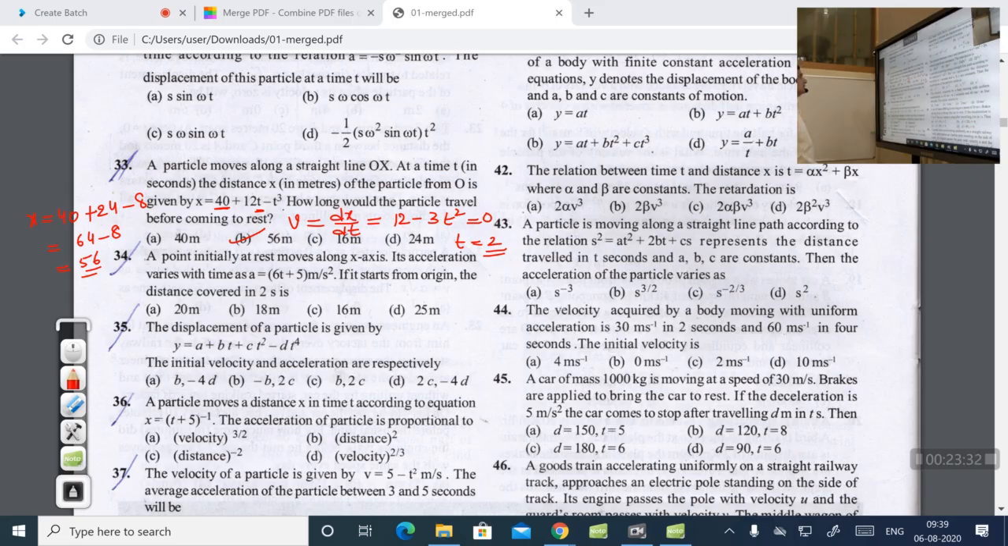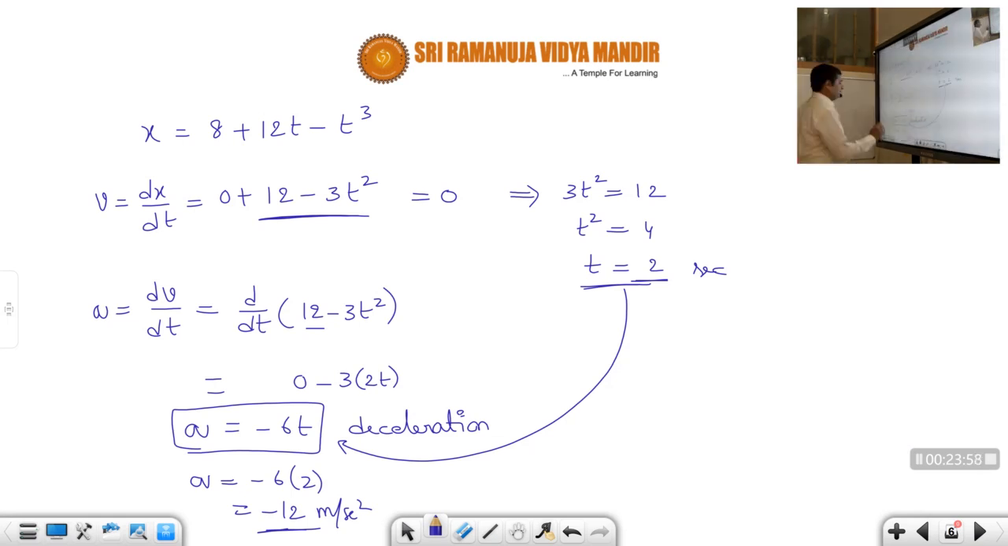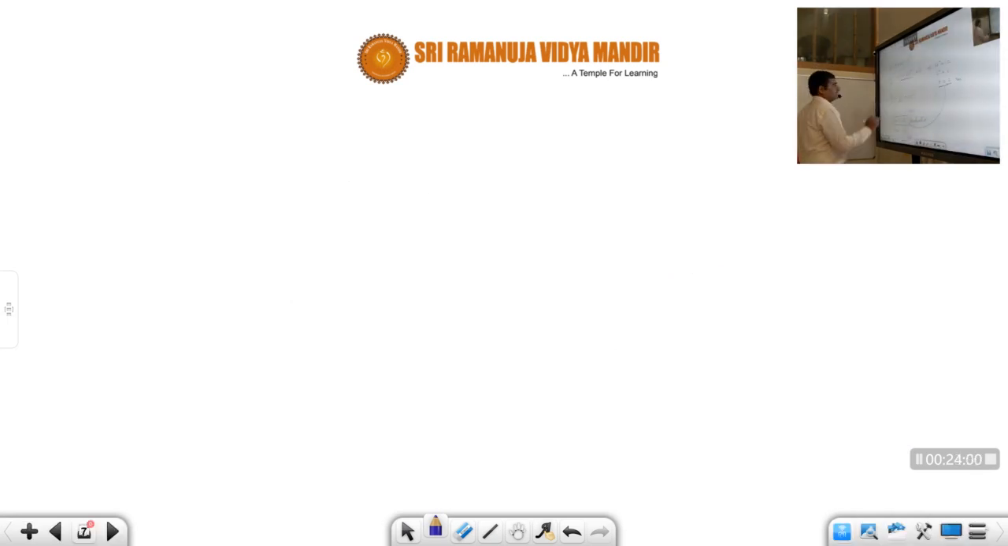Okay. Next one. A point initially at rest moves along the x-axis. Its acceleration varies with time as 60 plus 5. If it starts from the origin, that means at time t equal to 0, x equal to 0. That is the given condition, students. Then the distance covered in 2 seconds. Acceleration is given, students, please remember. Acceleration is given as 60 plus 5, which is a function of time t.